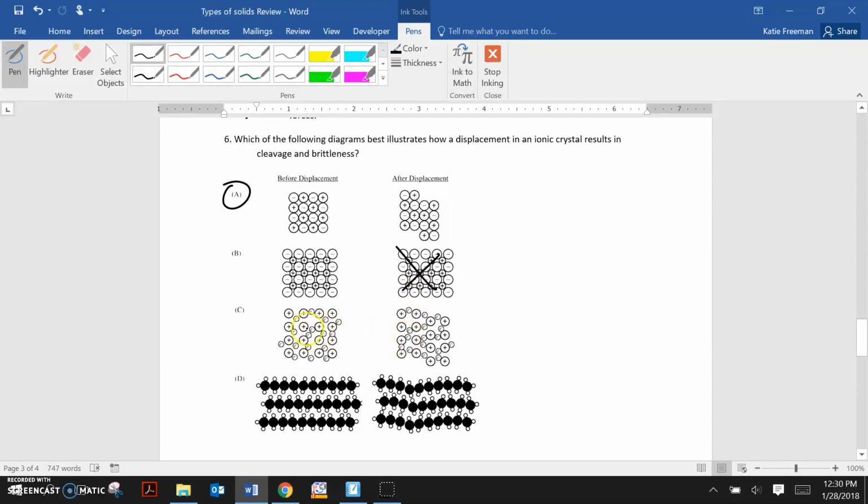Down here, you're looking at the metals, and notice what this is really showing is more of that ability for the metals to mold and move, so that malleability and ductileness. And then down here, I'm not really quite sure what they're trying to show here, but it looks like it's probably a molecular solid. So again, not what we're looking for. So just A on that.